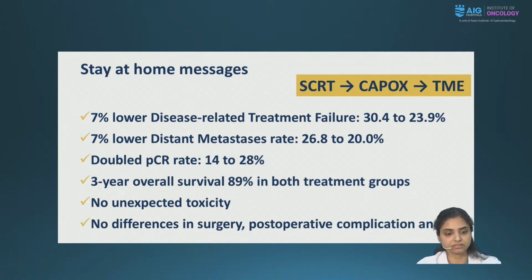So, what are the take home messages in this trial? The 7% lower disease-related treatment failure, the lower distant metastasis rate, and doubling of the pathological CR rates, which is very, very important and was also statistically significant. There is no change in the overall survival. There is no unexpected toxicity, nor did it affect any quality of life.